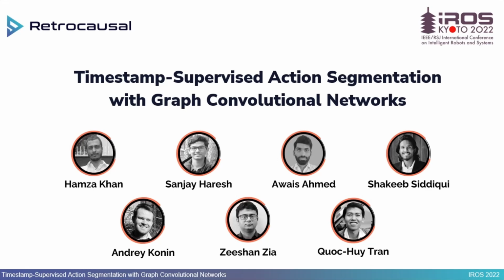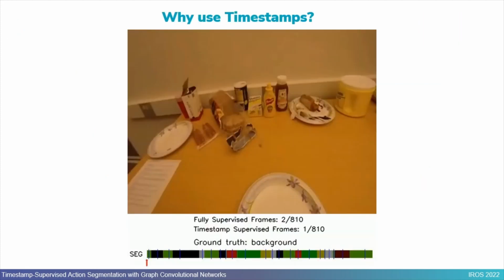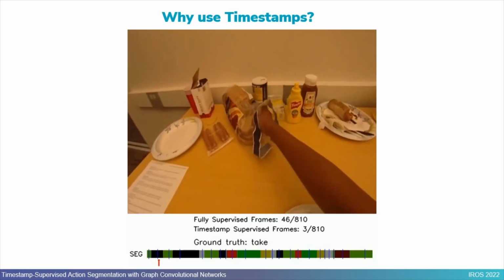Here, we present our work, Timestamp Supervised Action Segmentation with Graph Convolutional Networks. Human activity video datasets can provide valuable insights for guiding, monitoring, and standardizing the activities being performed. However, training deep neural networks for fully supervised action segmentation requires costly, frame-wise labels.